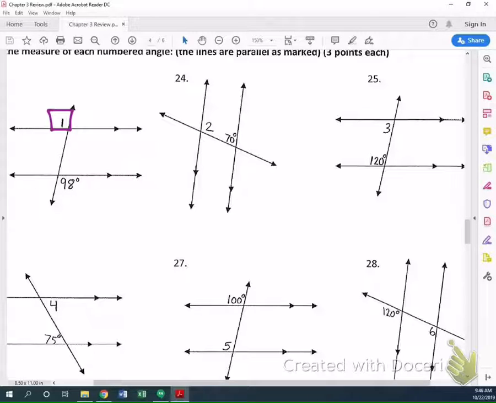All right? Okay. Now, what type of angles are these? Alternate. They are alternate exterior. What do I know about alternate exterior angles? They are congruent. So what's the measure of angle 1? 98 degrees.